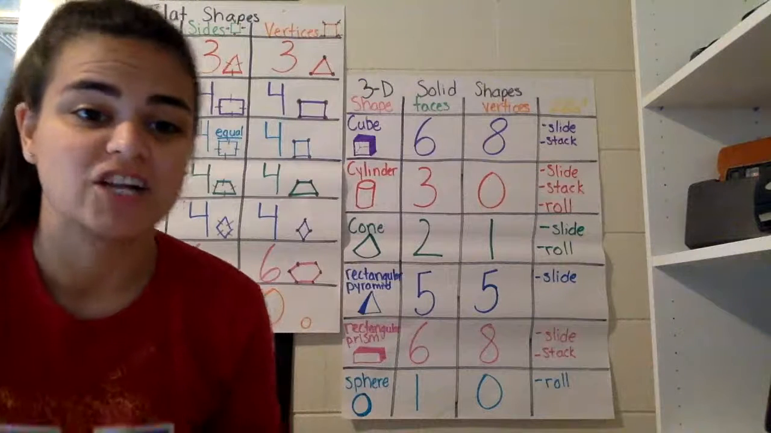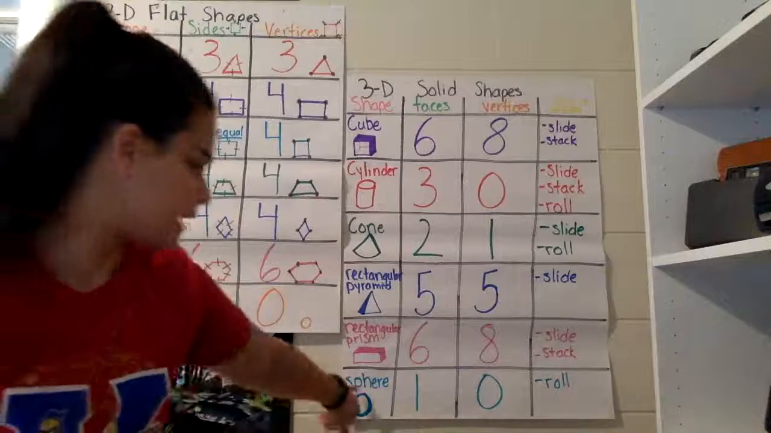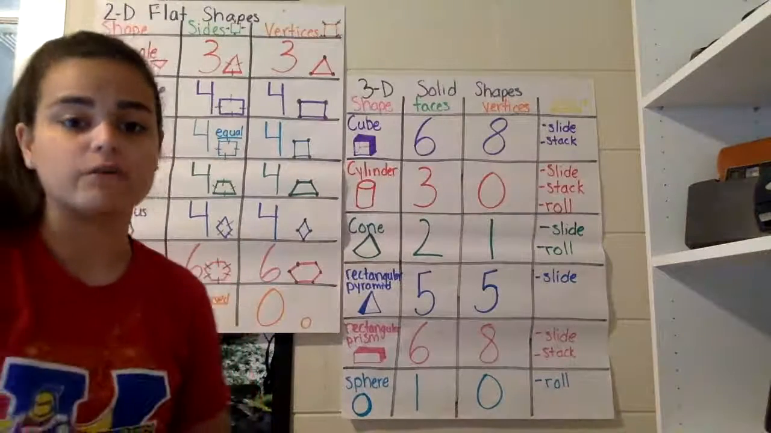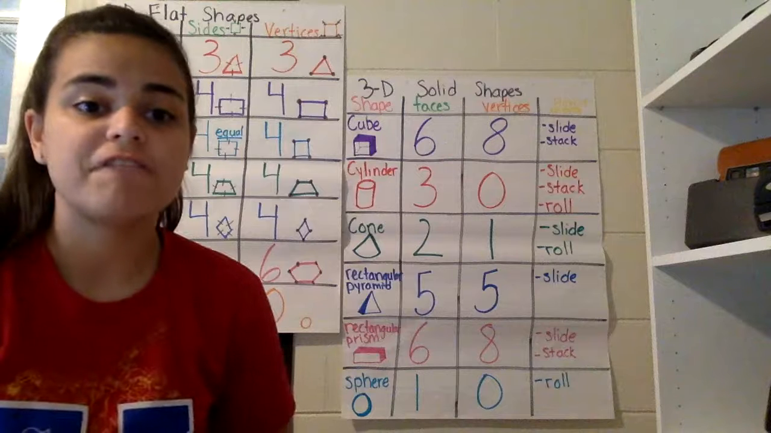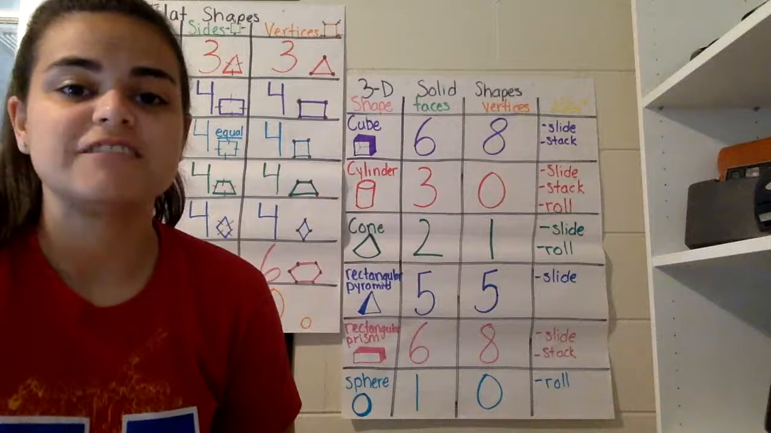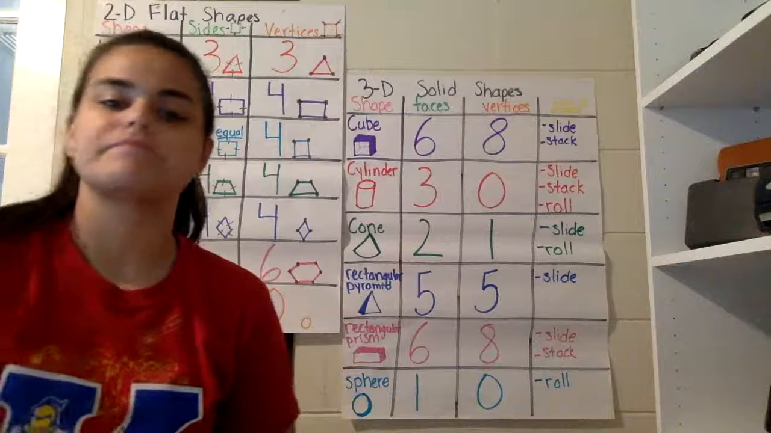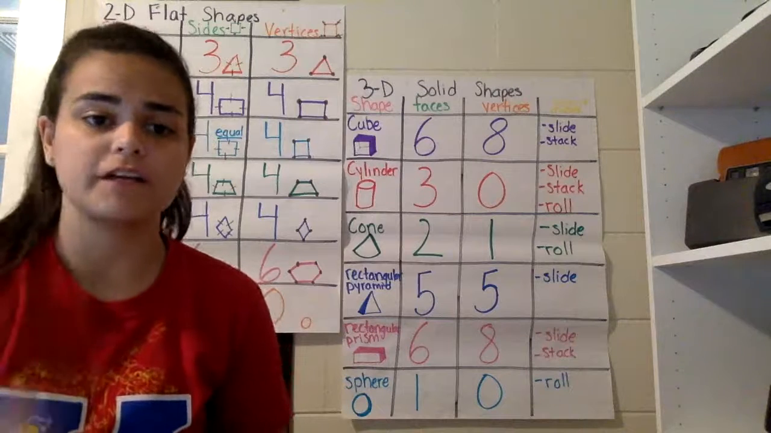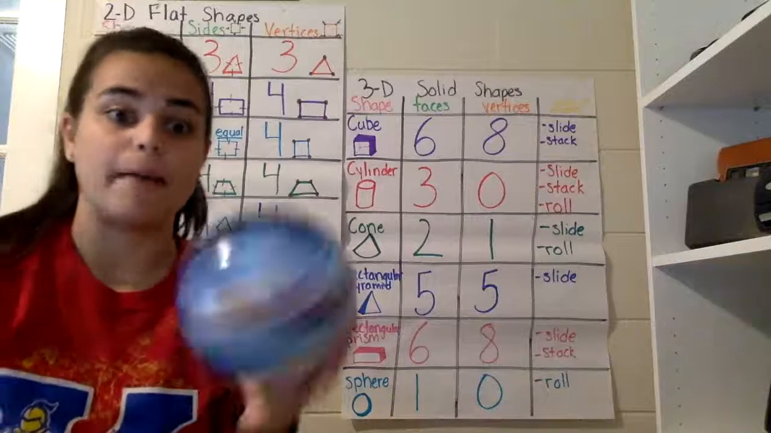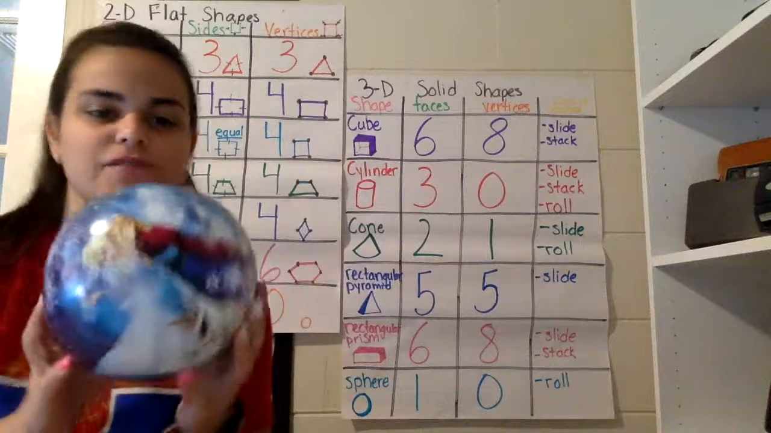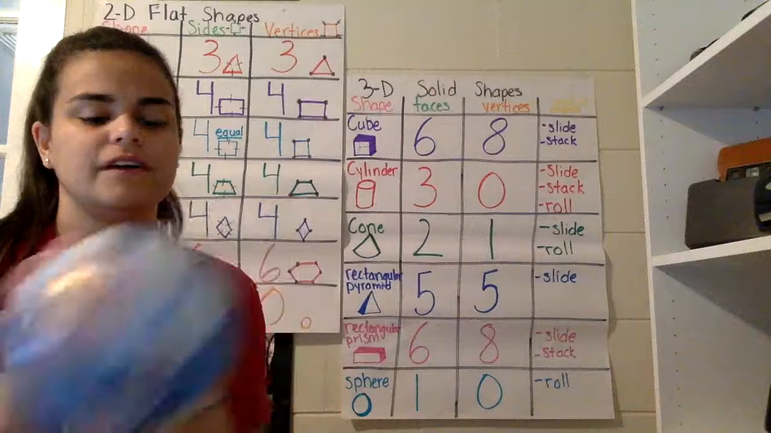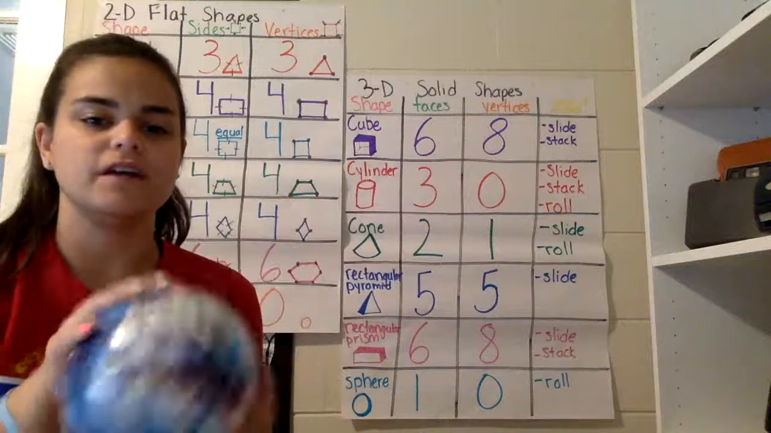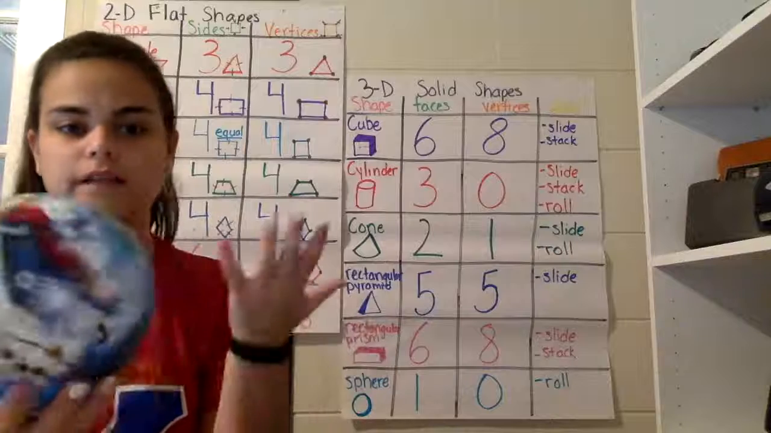A sphere is tricky to say. It's got a digraph in there, PH, which says /f/ like in phone, right? So it's a sphere. Say it with me. Ready? Sphere. Good. I couldn't find my block sphere, so I found a ball sphere. And you guys will notice it is Frozen, Anna, and Elsa. I know you guys love them, and Olaf's on there. So we've got a sphere. A sphere is a ball. That's it.